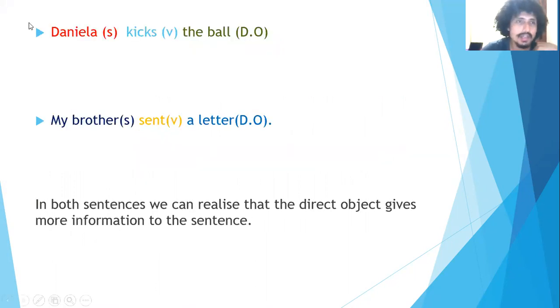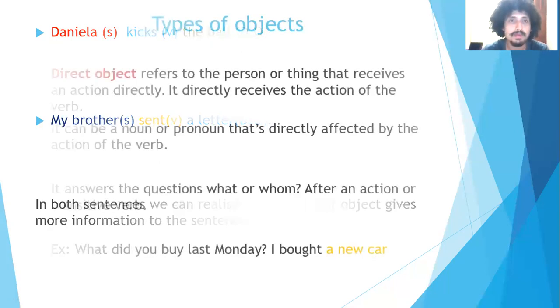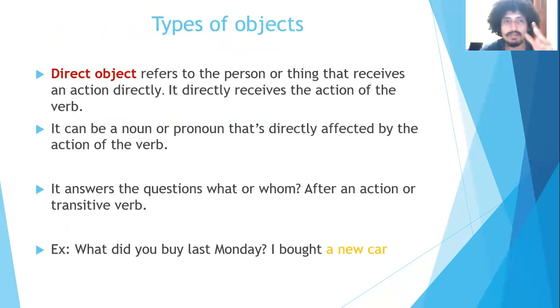For example, in the first case, Daniela kicks the ball. Daniela, the subject, kicks, the verb, and the ball, the direct object, because the ball is receiving the action. It is being kicked by Daniela. In the other case, my brother sent a letter. My brother, the subject, sent, the verb, and a letter is the direct object because it's receiving the action; it is being sent by my brother. So in both sentences, we can notice that the direct object gives more information to the sentence. On the other hand, we have different types of objects: direct object, indirect object, and oblique object.